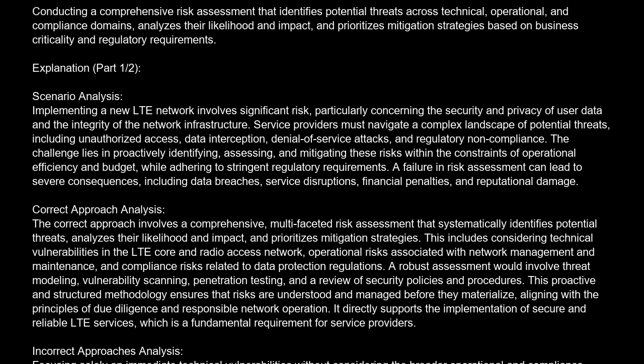This proactive and structured methodology ensures that risks are understood and managed before they materialize, aligning with the principles of due diligence and responsible network operation. It directly supports the implementation of secure and reliable LTE services, which is a fundamental requirement for service providers.